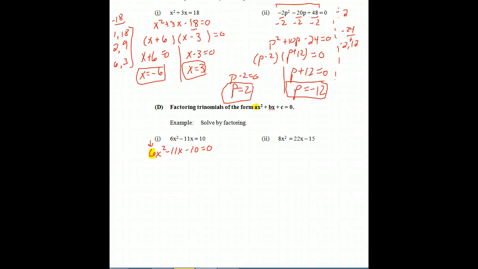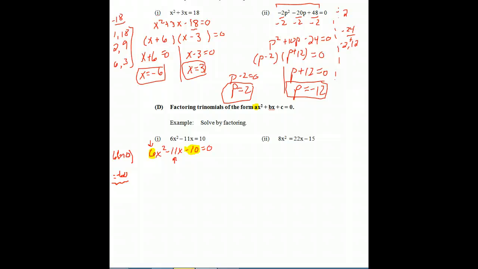First step is take your first number, multiply it to your last number. I'll just do that here on the side. So 6 times negative 10, negative 60. So this is the factoring part we need to do. We look at negative 60, and we look at our middle number.